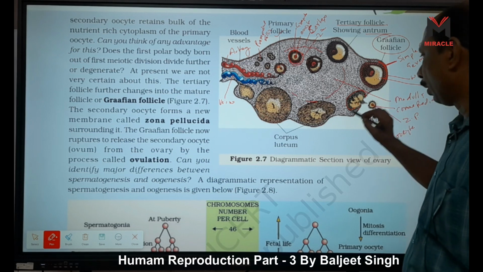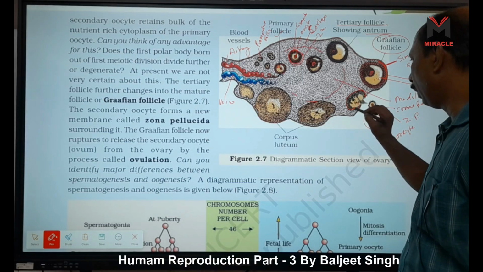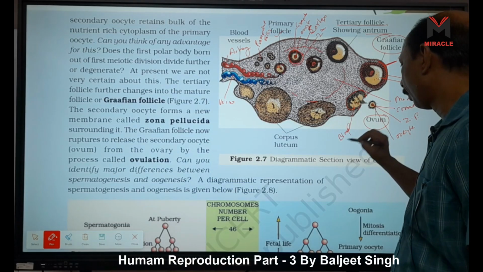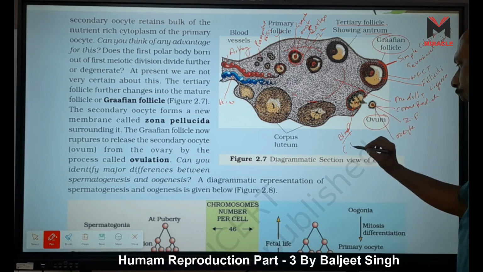Now here, this is the corpus luteum. What happens the first time when it is released? Here blood is present, because it also contains some blood vessels, so it is filled up with blood. So it is called the corpus hemorrhagicum.